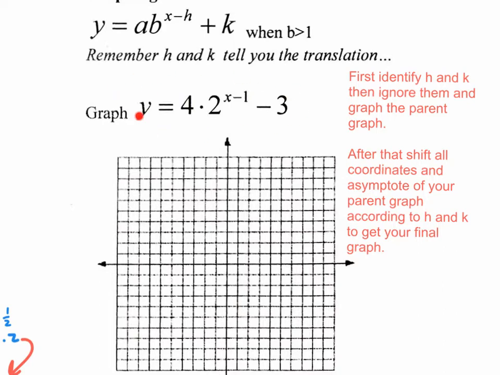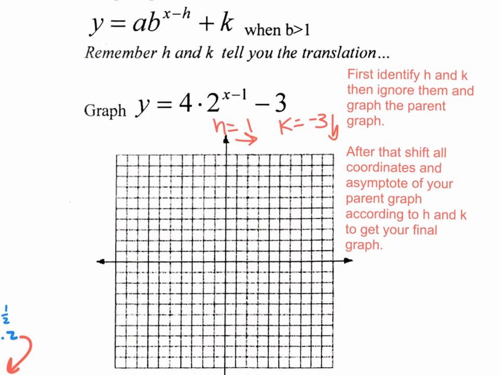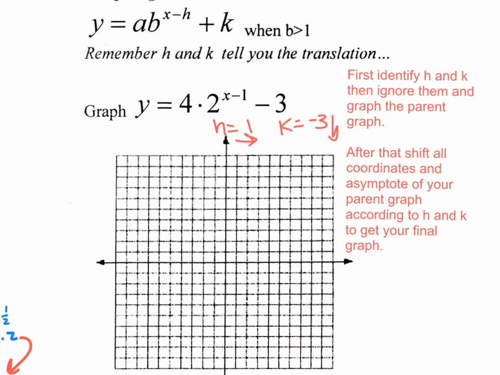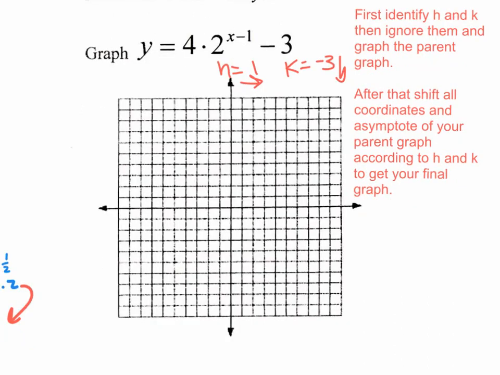So looking at this, what are H and K? H is positive 1. We have to think opposite because there's a minus sign in front of H. So H is positive 1, and K is negative 3. Now, what does that mean? It means you're going to be shifting 1 to the right and 3 down. So here we go. We've already identified H and K.